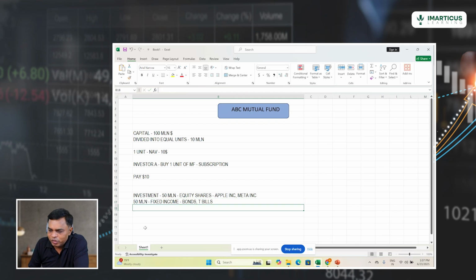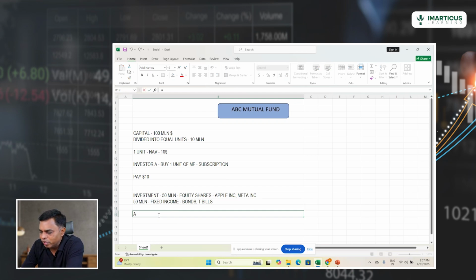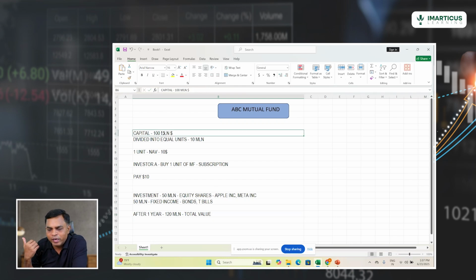So, they invest this money. What happens is the mutual fund over a period of time will generate a return when there is an increase in the value. Let's say after 1 year, the mutual fund becomes 120 million in total value. Now, we started with 100 million and after 1 year, the total value of the fund is 120 million. That means the fund has earned a return of 20 million. This 20 million will be passed back to the investors.